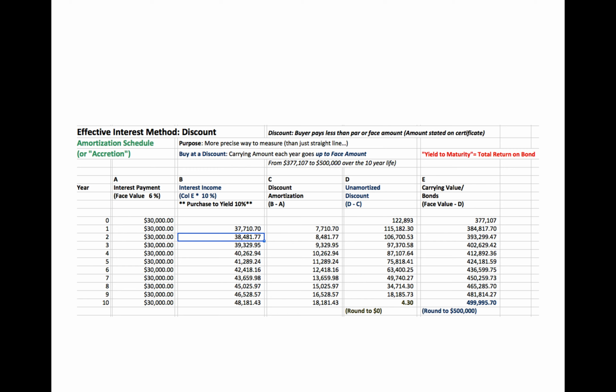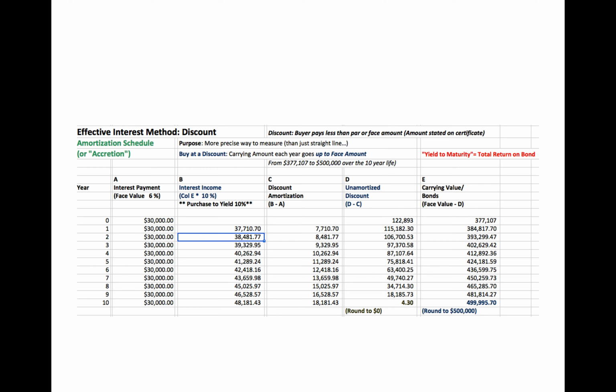So I think this topic is poorly explained. It's an intermediate accounting topic, and what we're getting at is if you buy a bond for either more or less than face value, what does that do to income and expense? That's what we're getting at here.